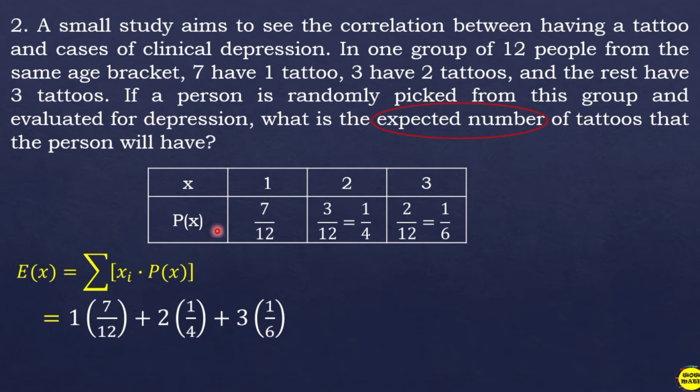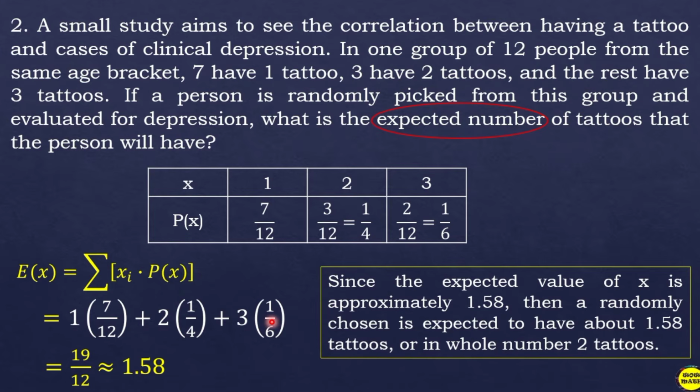So, that is 1 times 7/12 plus 2 times 1/4 plus 3 times 1/6. So, the answer is 19/12 or that is equivalent to 1.58. So, anong ibig sabihin nito?